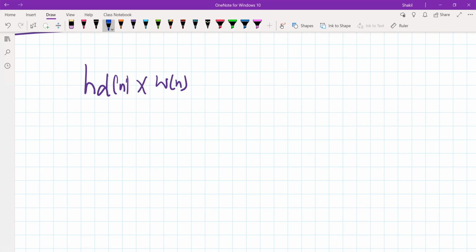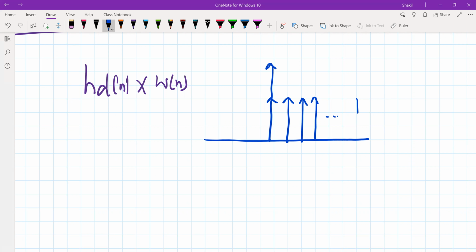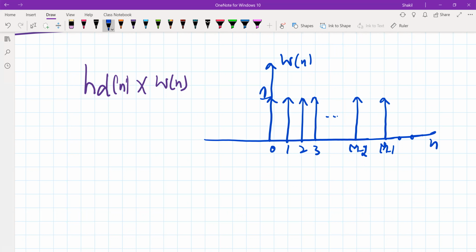Now we know our w of n has a width of M samples. Let me generalize it. So it has a width of M samples, and the rest of the samples are 0. So I can write 0, 1, 2, 3, and so on up to M minus 1, and the Mth sample is 0. This is our w, and let's assume that the amplitude is 1.